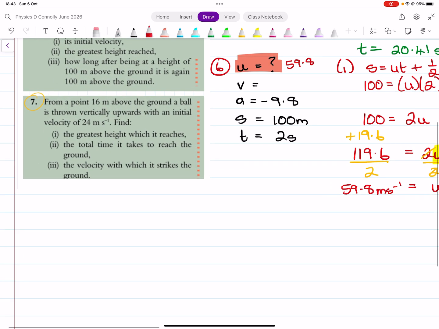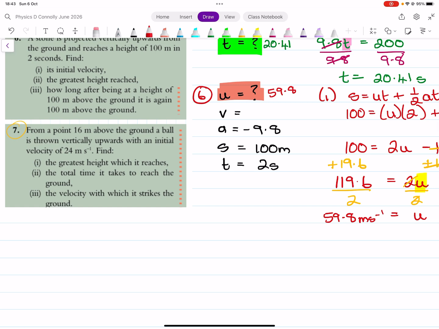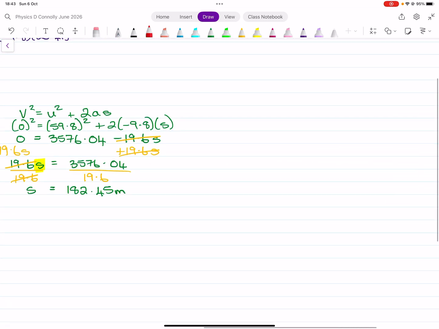Now part 3, I don't know if any of you actually figured this one out. So how long, okay, I need a picture.